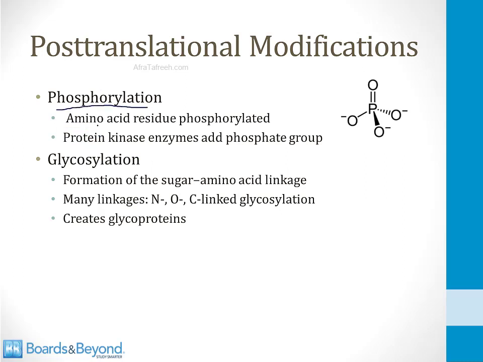Phosphorylation is when an amino acid residue in a protein is phosphorylated, meaning a phosphate group is added. The enzymes that do this are often called kinase enzymes. They add phosphate groups to other structures.